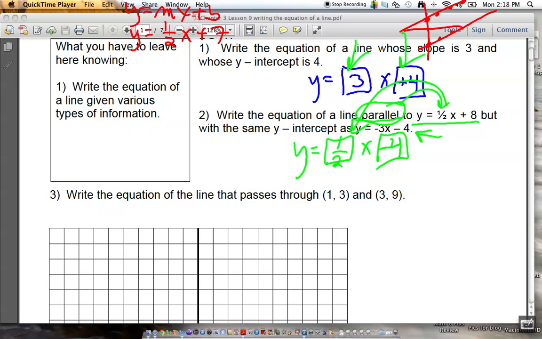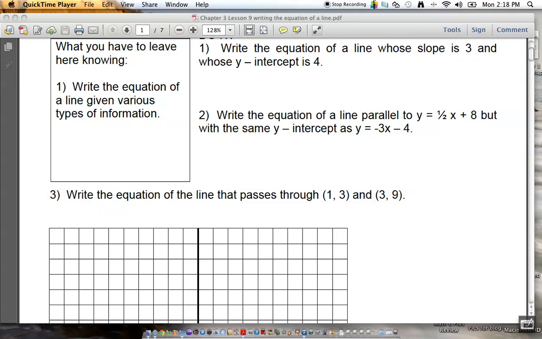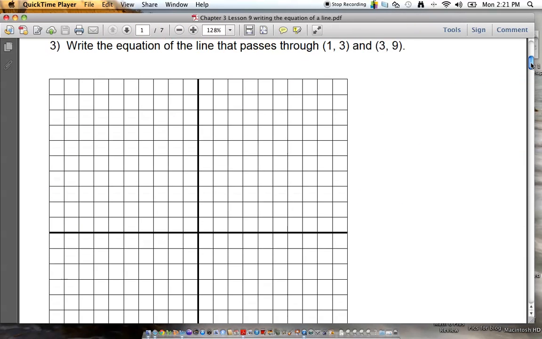Now there are 2 harder types, and this is the first one. It's really not that bad. It does not always work. It often works, but it doesn't always work. It says, write the equation of the line that passes through (1, 3) and (3, 9). The problem is, what's the slope? If you figure that one out, which isn't too hard, we could just use the slope formula, y sub 2 minus y sub 1 over x sub 2 minus x sub 1.